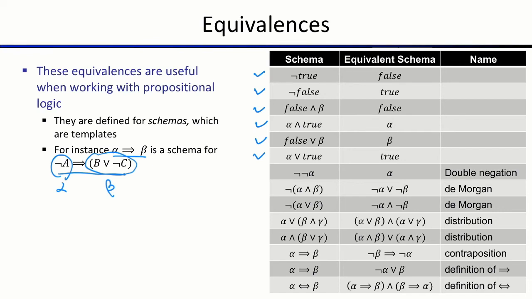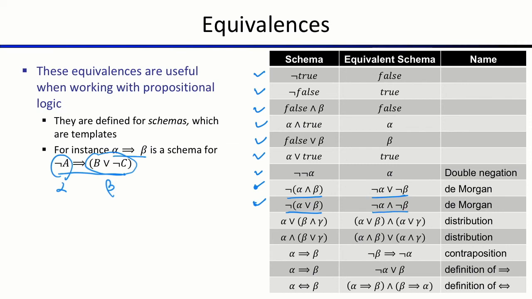The next ones have names, so it should be a little bit more interesting. So double negation: not not alpha is equivalent to alpha. It makes sense. Not (alpha and beta), wow, that's interesting, is equivalent to not alpha or not beta, right? So this we call De Morgan, and these are very famous equivalences. We use this a lot when we are deducing some new sentence from the existing ones. The second De Morgan equivalence is not (alpha or beta) is equivalent to not alpha and not beta.